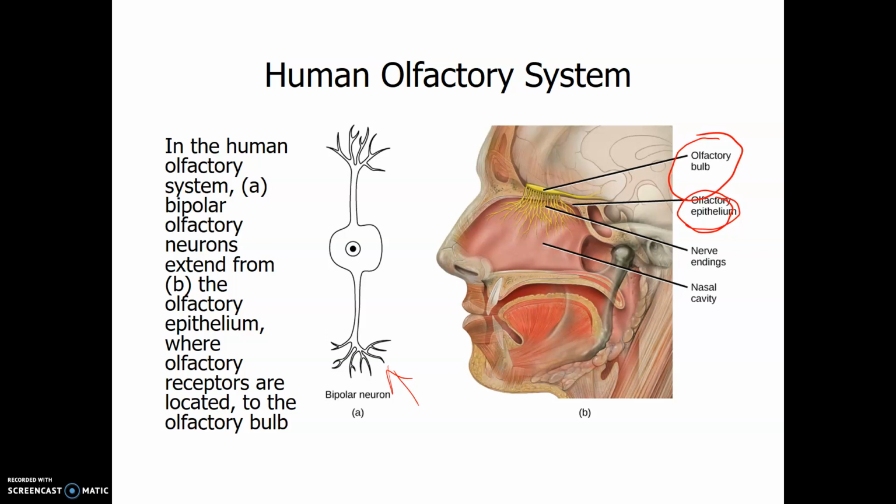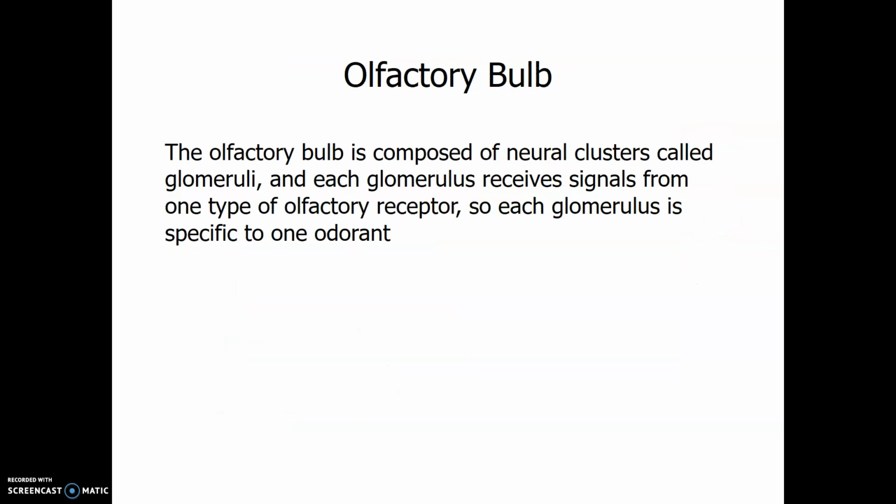So basically, in the olfactory bulb, you have these clusters of neurons called glomeruli. It's a weird word to say. It's not hard, it's just weird. Glomeruli. And each glomerulus receives signals from one type of olfactory receptor. So each glomerulus is specific to one odorant.